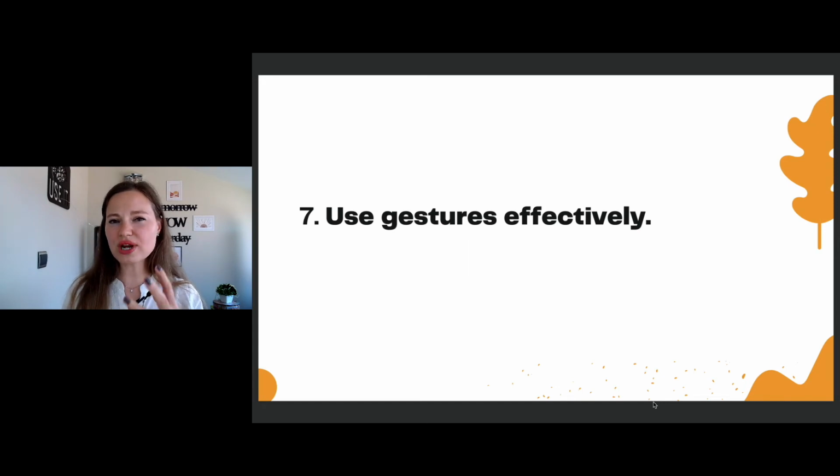Tip number 7, use gestures effectively. If you drill some pronunciation, think how you use your fingers, think how you use your palm, think how you exhale, and how you demonstrate the sounds, the wind. So this is something that will definitely help them understand how pronunciation works.